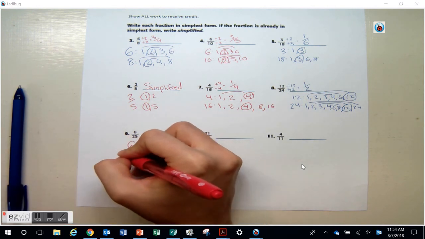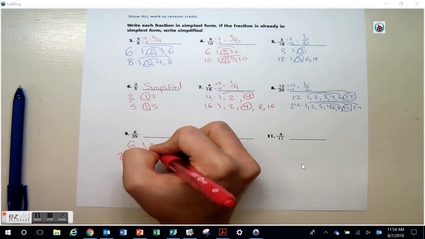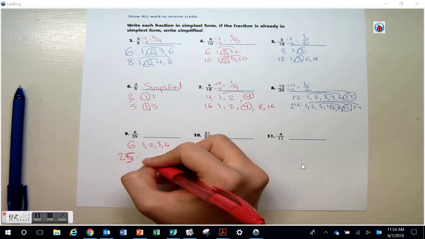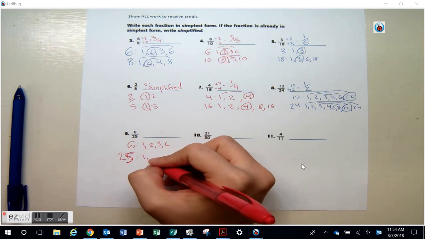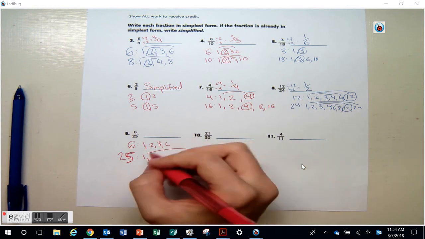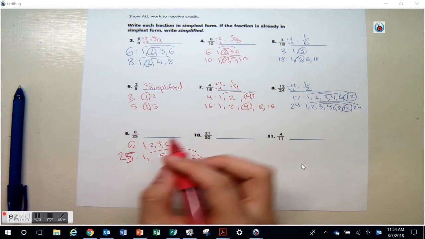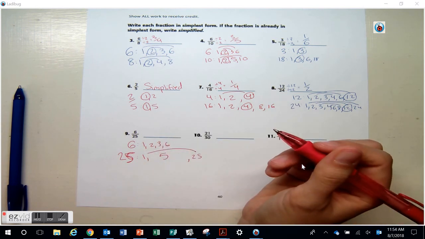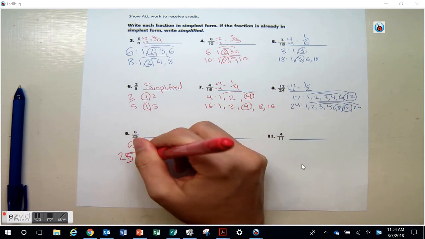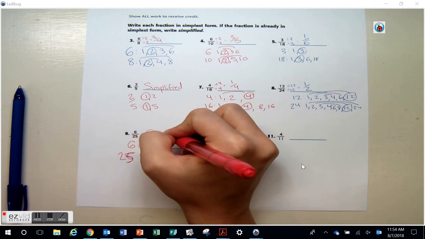The factors of 6 and 25. 6 has 1, 2, 3, and 6. 25 has 1, no 2. See, that's 1 times 25. No 2, no 3, no 4. Yes, 5. 5 times 5. We're back in the middle. The greatest common factor here is 1. So guess what? This one's also simplified.